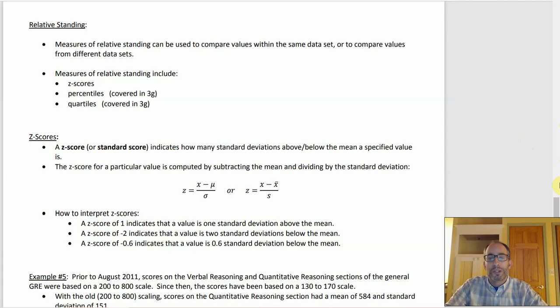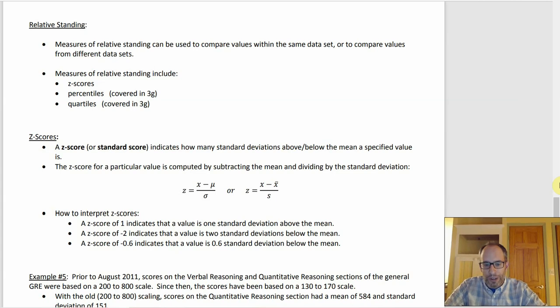A z-score or standard score, sometimes they're called standard scores because the way that you compute them is by standardizing, which is what it's called when you subtract the mean and then divide by the standard deviation. That's what I was trying to say. And what a z-score would tell you is how many standard deviations above or below the mean your observation or your specified value would be.